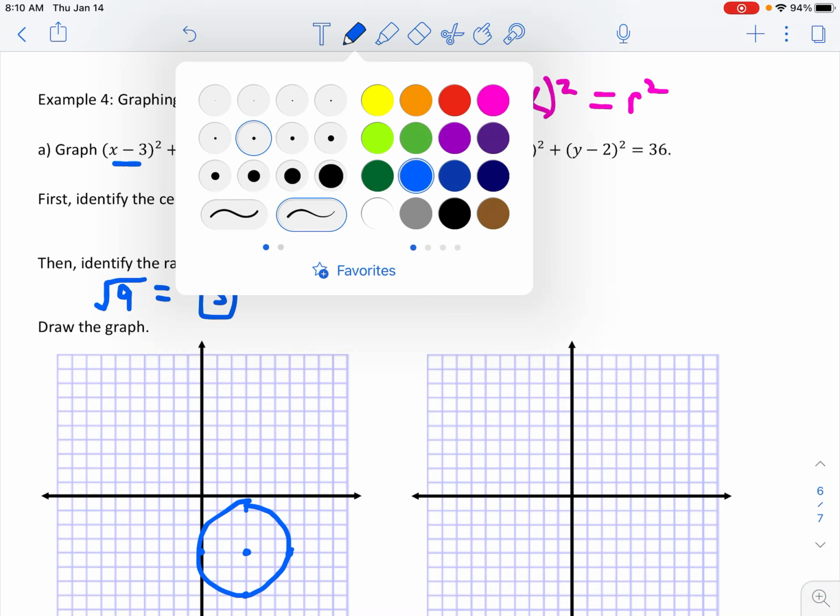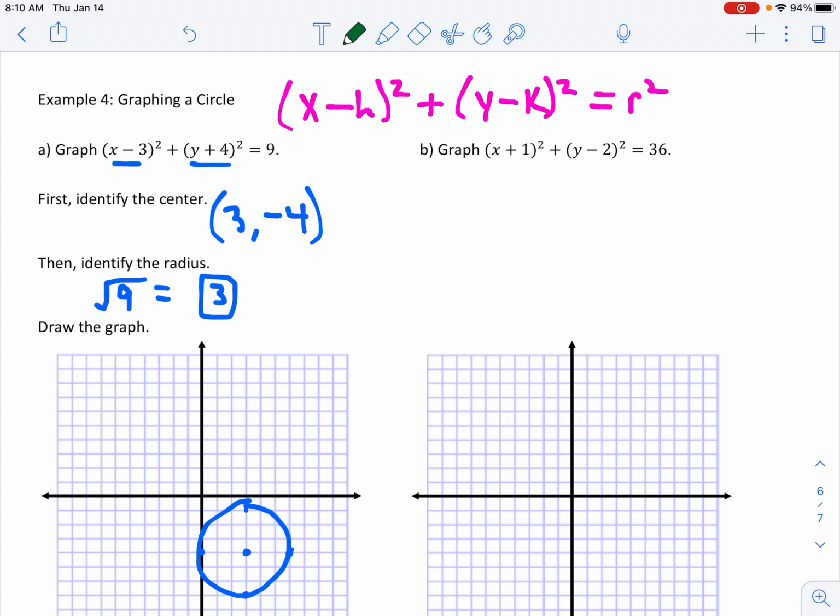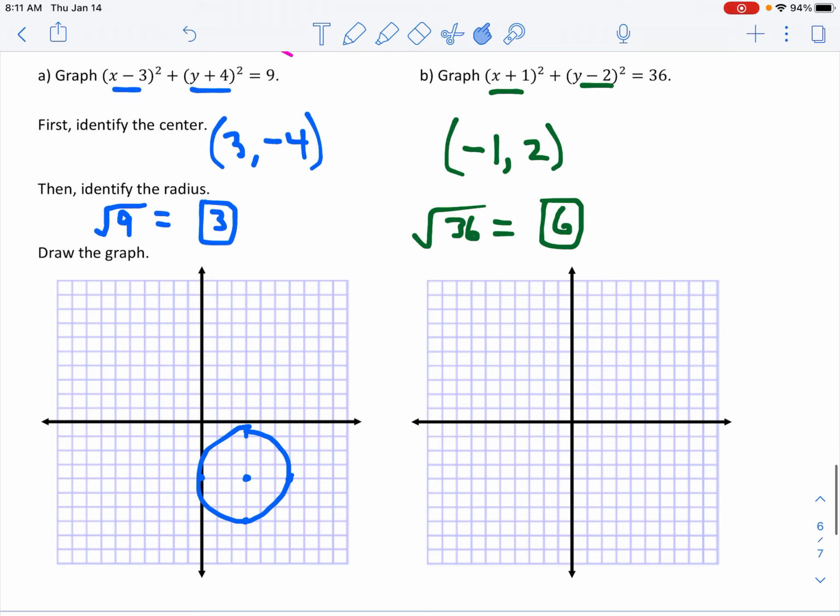To find the center, I'm going to take the opposite of what's in the parentheses. The opposite of positive 1 will give me negative 1. The opposite of negative 2 will give me positive 2 for my center. The 36 was in the spot of r squared, so the square root of 36 will tell me that r was 6. To graph it, I'm going to go left 1 and up 2 and graph my center. And now from that point, I'm going to count 6 to the right, 6 up, 6 left, and 6 down and make a point.